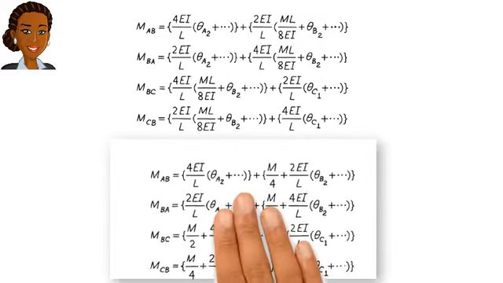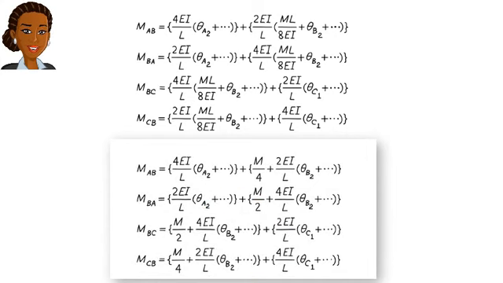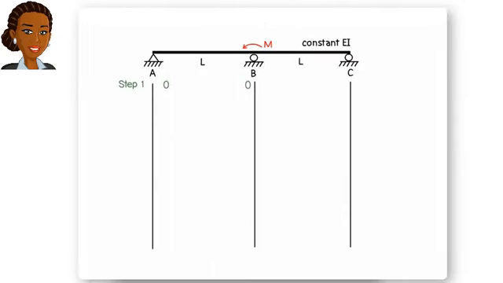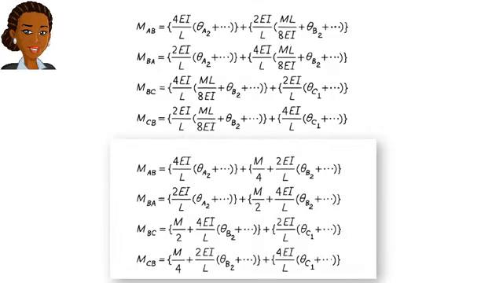or... note the incremental moments due to theta B1. This is the incremental moment at the left end of AB, and this is the moment increment at the right end of AB. This is the incremental moment at the left end of BC, and this is the moment increment at the right end of BC. Let's tabulate them. Before we get to the next step, we need to rearrange these equations by moving the calculated moment increment values outside the curly brackets, like this.